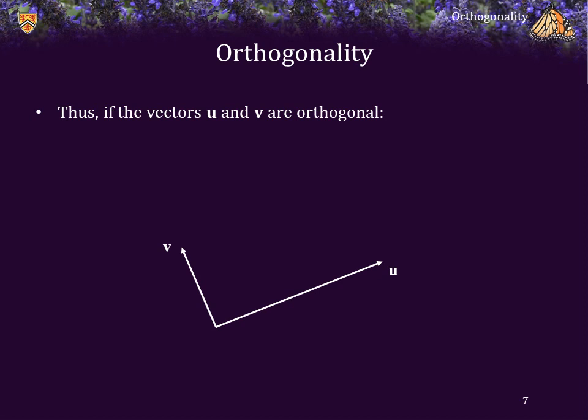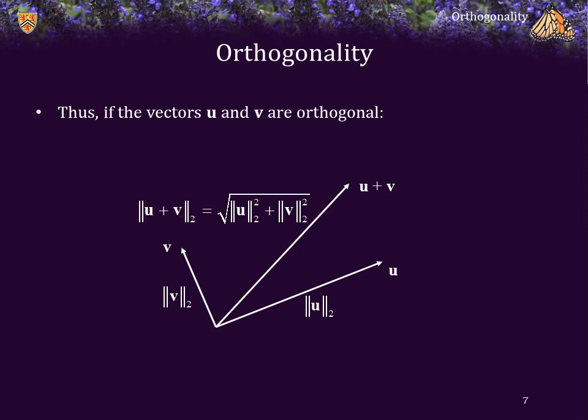Thus, if the two vectors u and v are orthogonal, we can add them, and then the length, the 2 norm of u is the length of that vector, the 2 norm of v is the length of that vector, and the 2 norm of the sum is the square root of the sum of the squares of these two lengths.